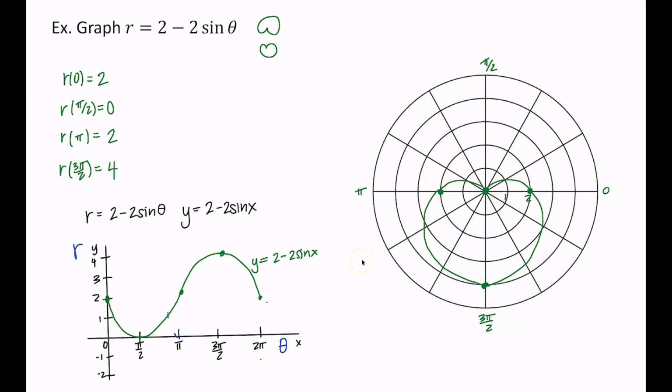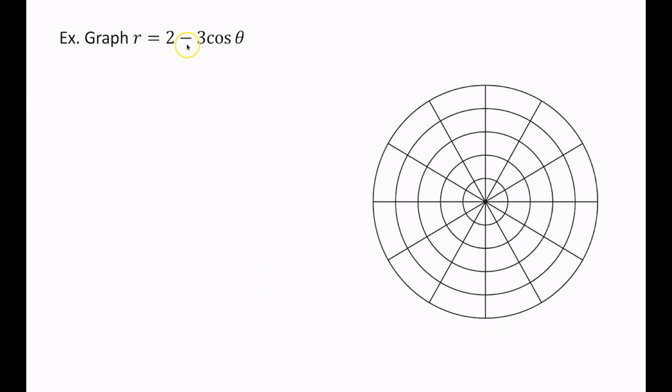Now, is it the most efficient way to graph? It would be quicker if we just learned the shapes and then plugged in a couple of angles, but going through this process does help understand there are different ways and how to connect the rectangular equation and graph to the polar equation and graph. All right, now let's graph r equals 2 minus 3 cosine theta.